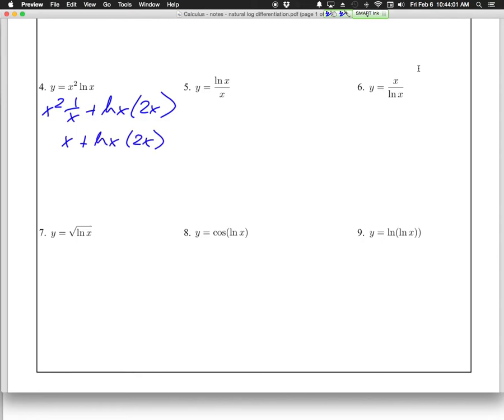Anytime we do product rule or quotient rule, what should we always be looking to do? Factor something out is what we usually do. So taking x out, 1 plus 2 natural log of x is the best looking answer.